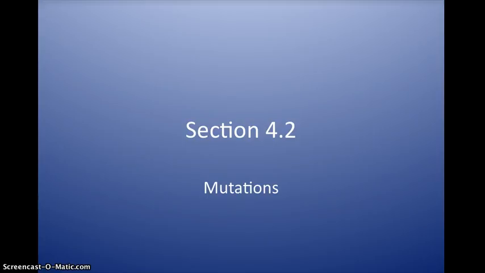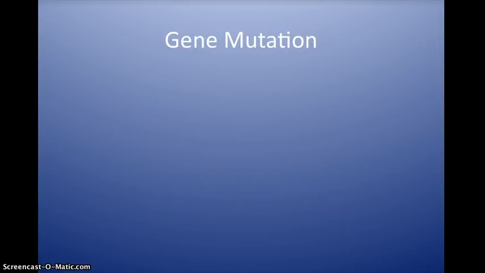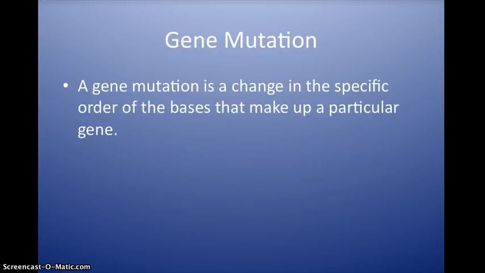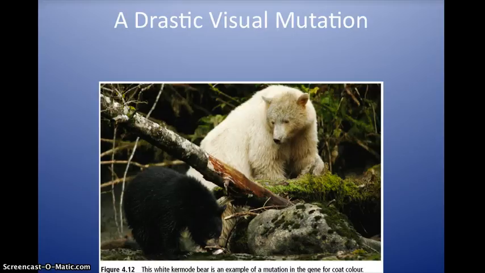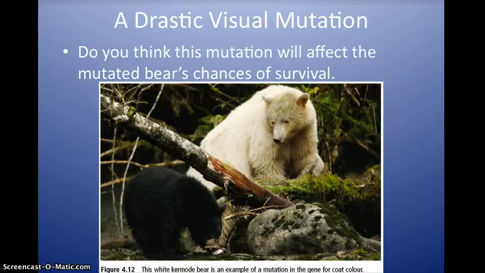In section 4.2, we're going to talk about mutations. So a gene mutation is a change in the specific order of the bases that make up a particular gene. In the previous section, we talked about how adenine and thymine are always paired together, and guanine and cytosine are always paired together. However, sometimes it is possible that they could get mixed up. For example, if one of them is added or deleted or substituted for another one, then you end up with a gene mutation.